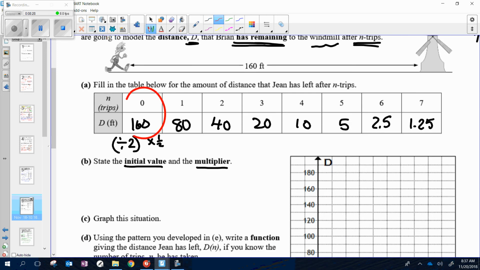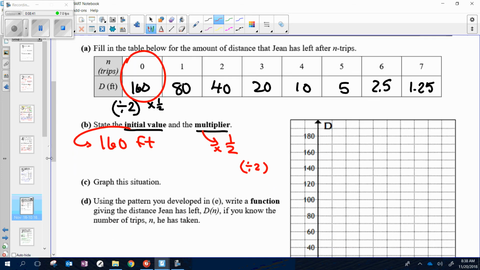Well, the initial value is 160 feet. That's the initial value. And the multiplier is 1/2. Remember I said multiplying by half is the same as dividing by 2. But we want to know what we're multiplying by, so it's a half. You could also say 0.5 if you prefer decimals.